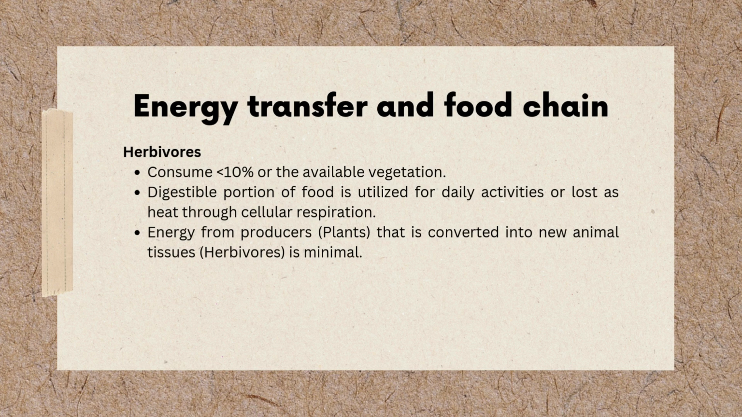Herbivores are the first-level consumers. Herbivores cannot consume all the plant biomass in an ecosystem. In fact, they only eat less than 10% of the available vegetation. Much of what they consume is indigestible, and the digestible portion is utilized for daily activities or lost as heat through cellular respiration. Consequently, the energy from producers that is converted into new animal tissue is minimal, leading to a total mass of animal tissue being significantly less than that of plant tissue.